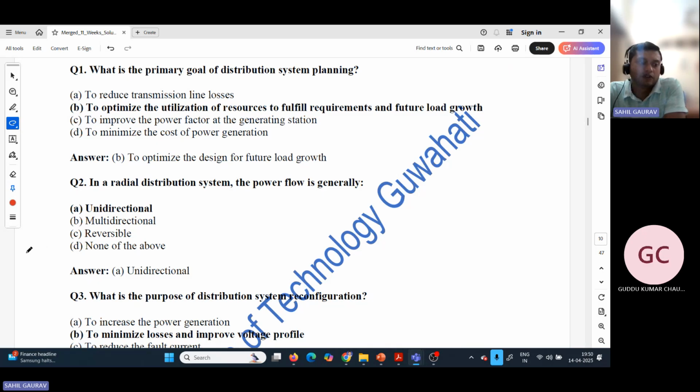The first problem is: what is the primary goal of distribution system planning? The first option is to reduce transmission losses. No, it is wrong. The answer is to optimize the utilization of resources to fulfill requirements and future load growth. Yes, we are looking at the utilization of resources so that we can fulfill our requirements and load growth. Next problem: in a radial distribution system, power flow is generally of unidirectional type.